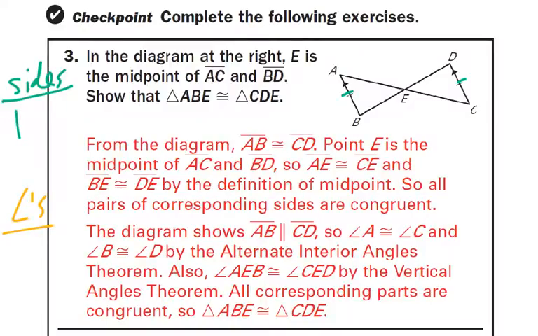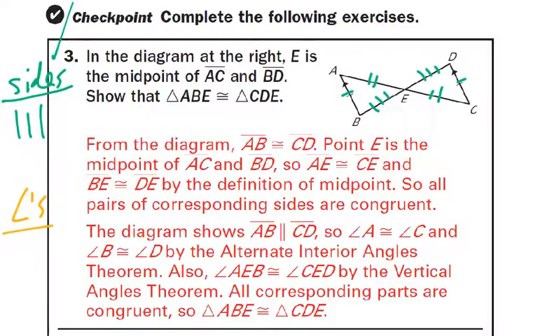Point E is the midpoint of AC and BD. Now, midpoint means that both halves are congruent. So AE and CE are congruent. BE and DE are congruent by definition of midpoint. That's our second and third sides. So all of our sides are done.